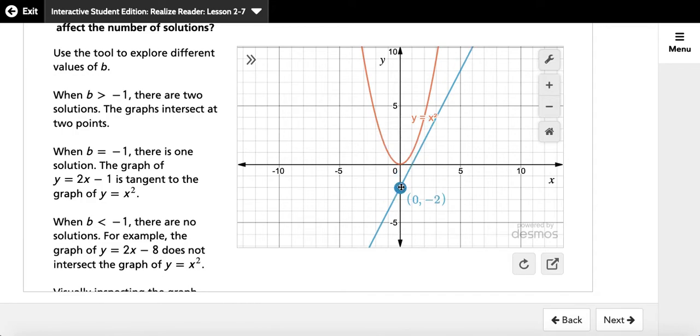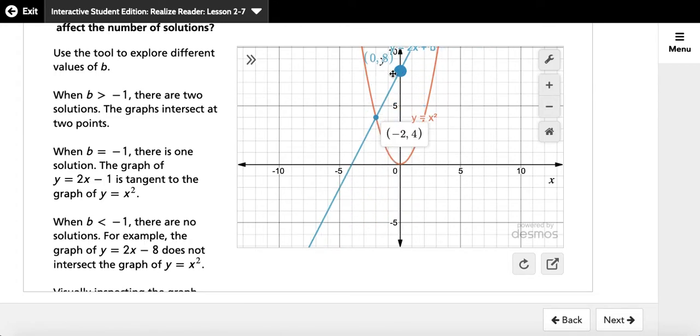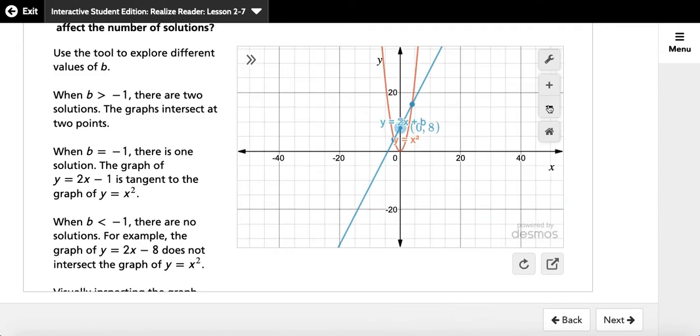Anything below here, and there's no intersection points. That's this right here. When b is less than -1, there were no solutions. If I went above -1, there were 2 solutions. You might say there's not 2 solutions here up at (0, 8), but if I zoom out, you'll see it does cross again up here.